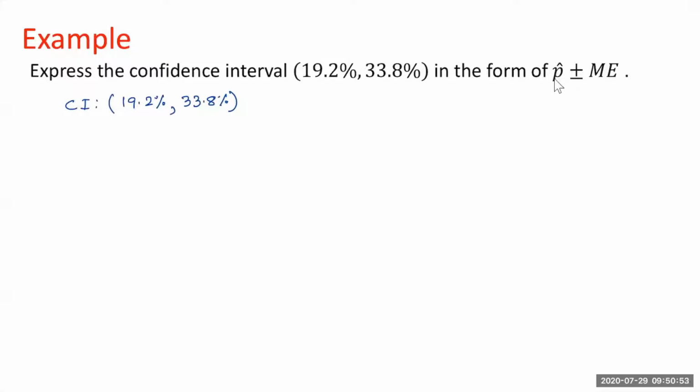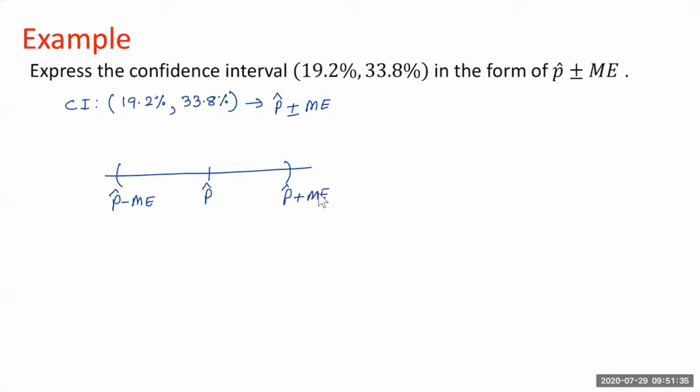We have to write this in the form p hat, that is the point estimate, plus or minus margin of error. We have to change these to p hat plus or minus margin of error. Meaning of that is we need p hat and we need margin of error. So if you think of the interval, because we have been doing this for a long time now, in the middle you have the point estimate. In this case it is p hat. This side you'll have p hat minus margin of error, and on the other side you'll have p hat plus margin of error.